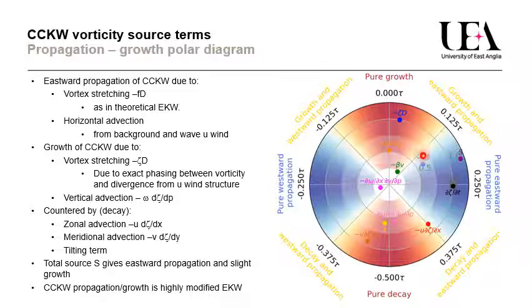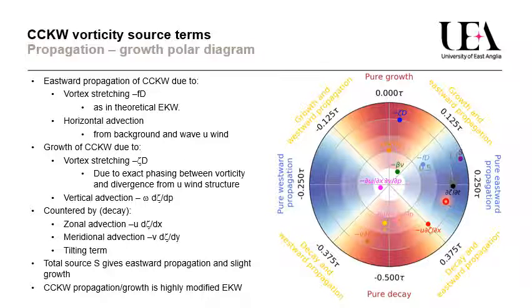It's all contrived such that if it's over in this quadrant here, the source term will give you eastward propagation. Over here will give you westward propagation. Up here will give you growth. And down here will give you decay. So this is quite a neat way of visually showing what all the terms do.